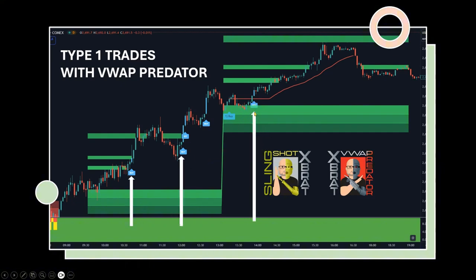But the main reason I use the VWAP Predator is to add to my position. So I've had a type 1 buy, I'm in, it's come back to test that same zone again, and then I've got a buy signal with the VWAP Predator. So if I'm trading futures, I've put one contract on there, that's when I add a second contract. And then, as you can see, it continues to go up without another signal. So that's the first introduction to the VWAP Predator. So let's go back now to the different types of trades.